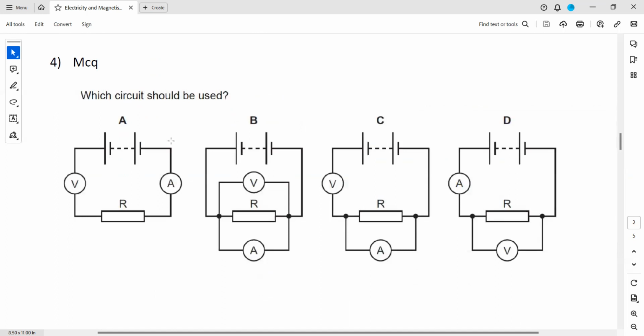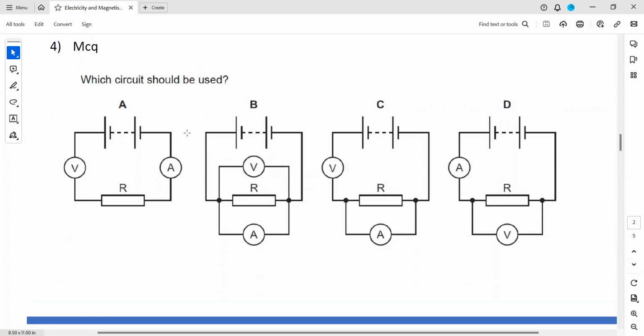Which circuit could be used if you want to measure the resistance? Look, if you want to measure the resistance, resistance is actually a ratio between voltage and current. So to measure the voltage, we need a voltmeter. And a voltmeter is always connected in parallel. To measure the current, we need an ammeter, and an ammeter is always connected in series.